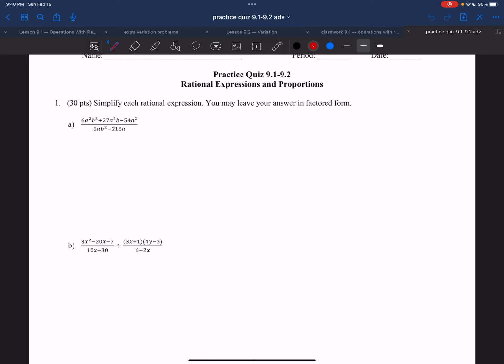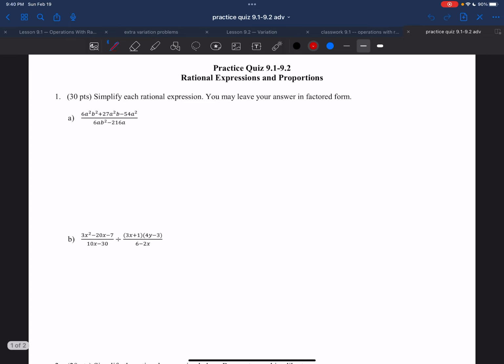So, number one, you're going to have some simplifying problems. This first page is just operations with our rational expressions. Part A right here is just asking to simplify. So really, this is just a factoring problem. Can you factor these polynomials and then cancel your like terms and all that business, yeah?